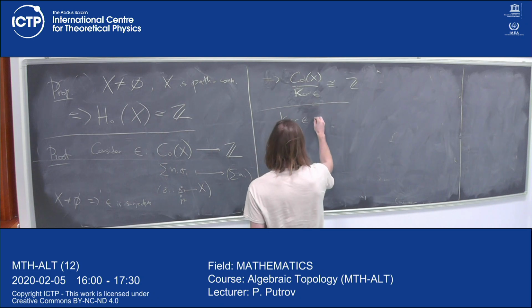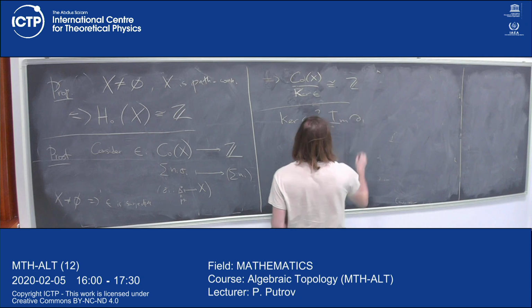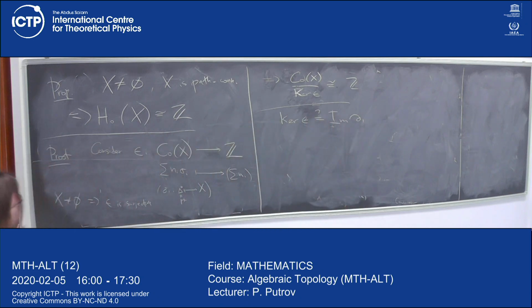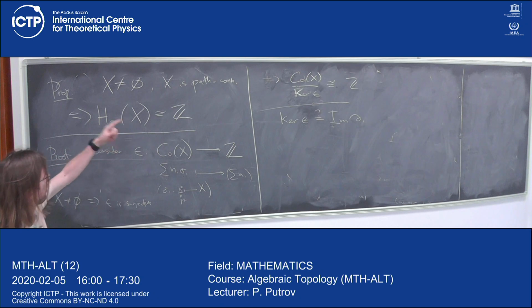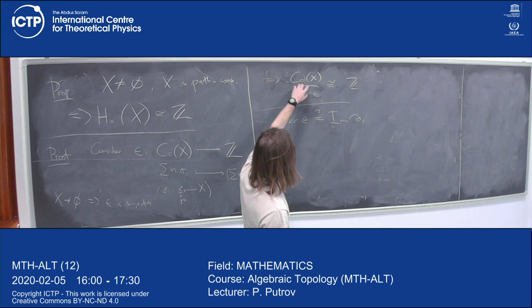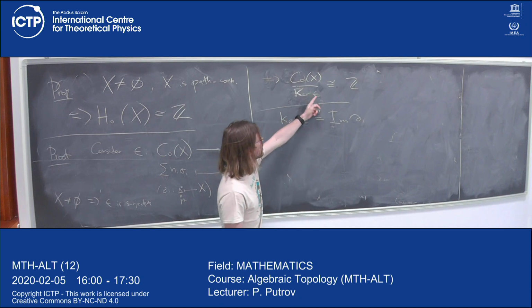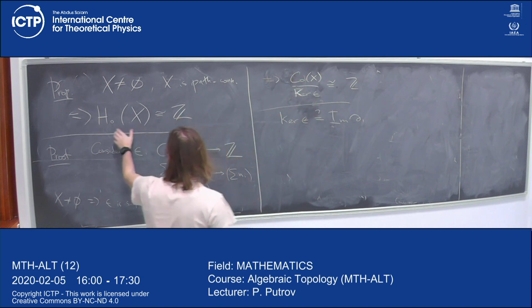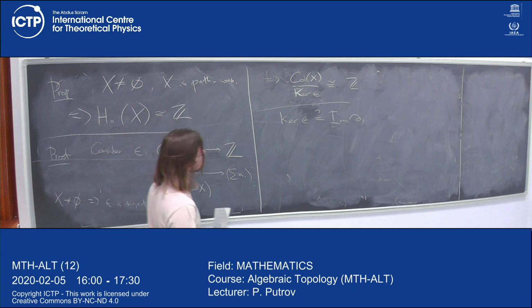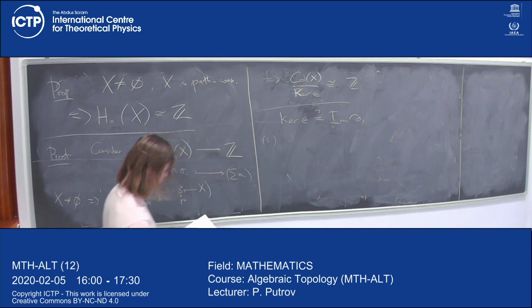Now we want to show that the kernel of epsilon is the same as the image of D1. Once we show this, we will essentially immediately prove the statement, because we know that the kernel of D0 is the whole space. So if we show this, it immediately shows that this is the same as the homological definition. Okay, so we'll show this in two steps.